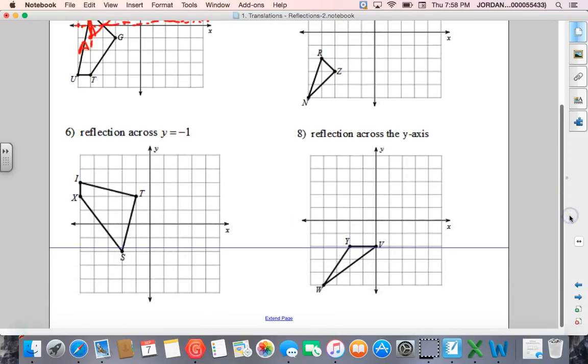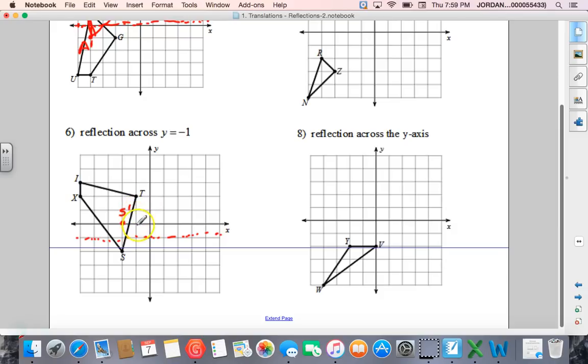So number 6 says reflection across y equals -1. So let's draw the line of reflection. Y equals -1 is going to be a horizontal line that hits the y-axis at -1. So right here's -1, and it's going to be horizontal, so it's going to be right through here. Okay, so we've got to reflect the points across that line. As we can see, S is 1 below, so we're going to reflect it to 1 above. And that'll be S prime.